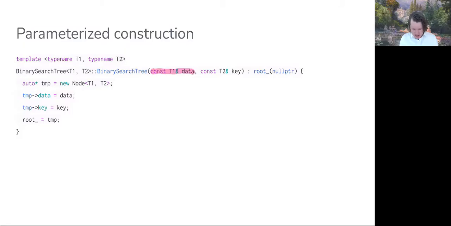In addition to our data, we're going to see a second parameter in this case, key, and it's going to be a reference to an object of type T2. So whatever type was used to instantiate the T2 type parameter for some particular binary search tree object. Now we're going to go ahead and, in the initializer list, point our root to the null pointer.